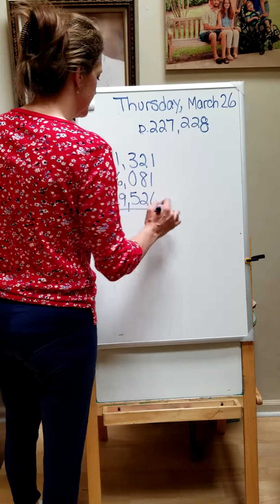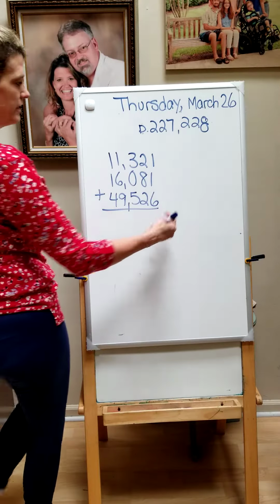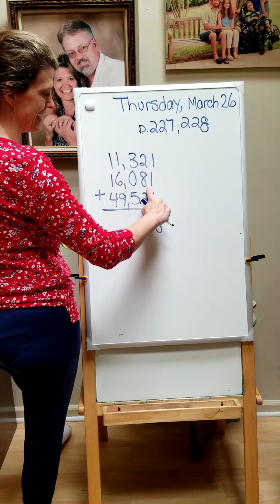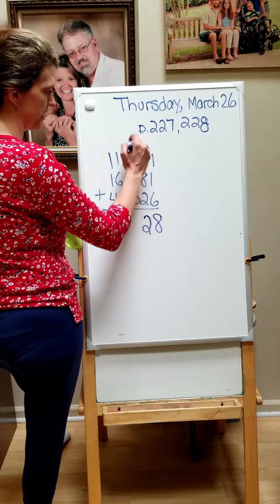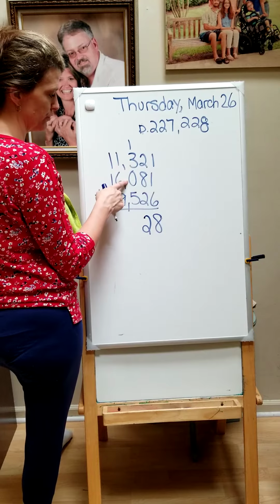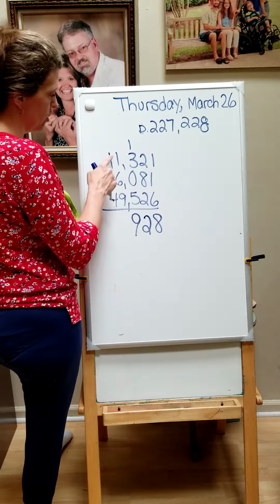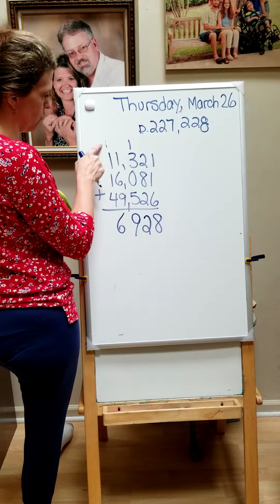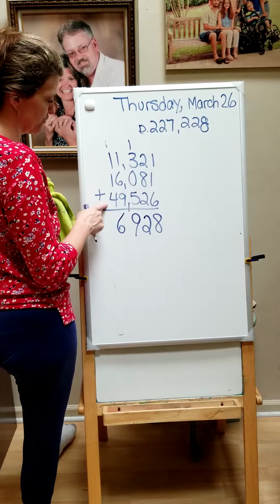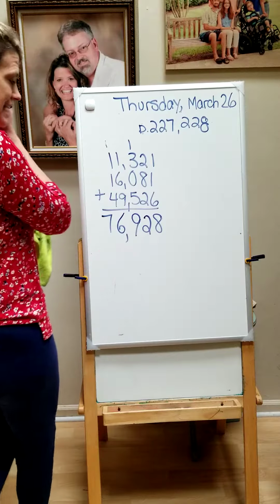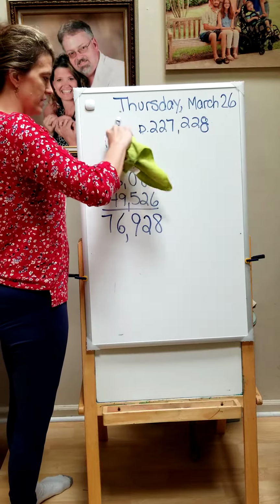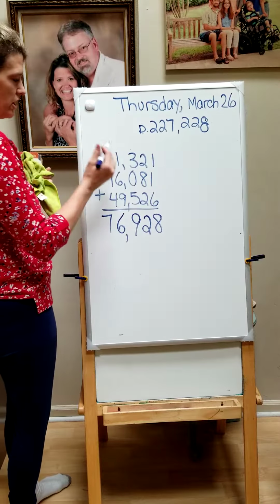All right, adding and checking, okay? 1 plus 1 is 2, plus 6 is 8. 2 plus 8 is 10, plus 2 is 12. Put a 2, carry your 1. 1 plus 3 is 4, plus 0 is 4, plus 5 is 9. 1 plus 6 is 7, plus 9 is 16. Put a 6, carry your 1. 1 plus 1, 2 plus 1, 3 plus 4, 7. 76,928.